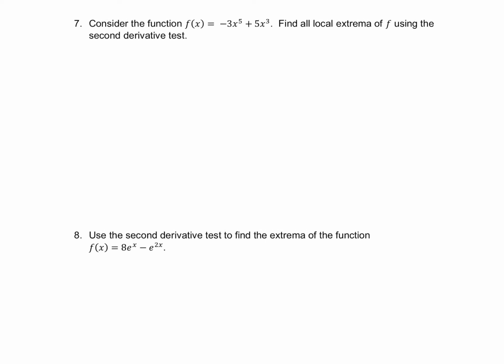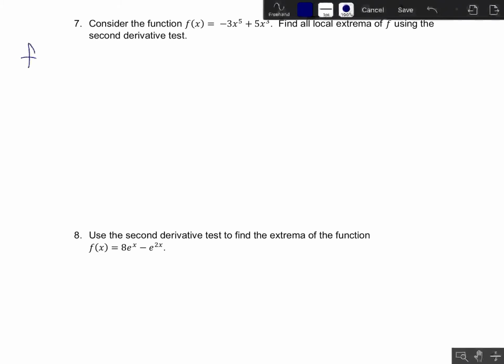Okay, so let's look at some examples of this. In 7 it says consider this function, and we want to find all of the local extrema using the second derivative test. So I'm just going to go through this step by step. The first step is just to identify any of the critical points. So to do that, we're going to take the first derivative. So if I take the first derivative of this function, I would get a negative 15x to the fourth plus a 15x squared.